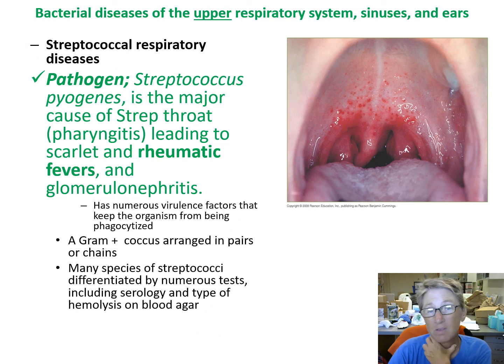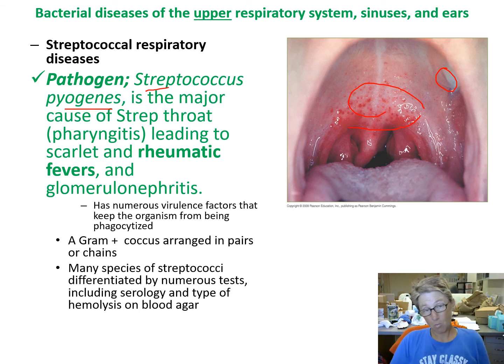Some bacterial diseases of the upper respiratory system. Streptococcus pyogenes is the major cause of strep throat. Here's some strep throat. Oh, it's painful. Also called pharyngitis. Strep throat down the road can lead to scarlet fever, rheumatic fever, and glomerulonephritis.